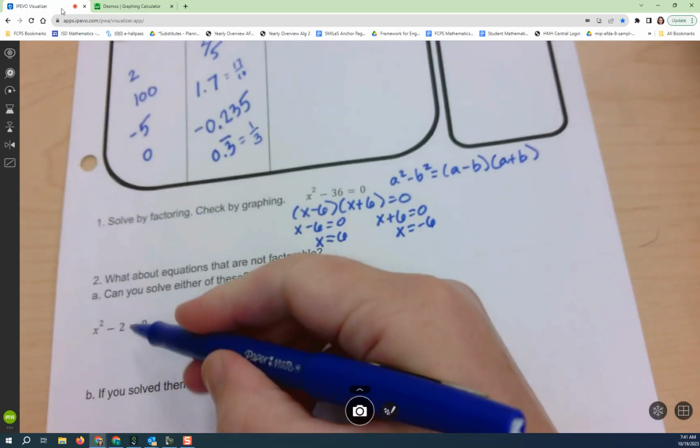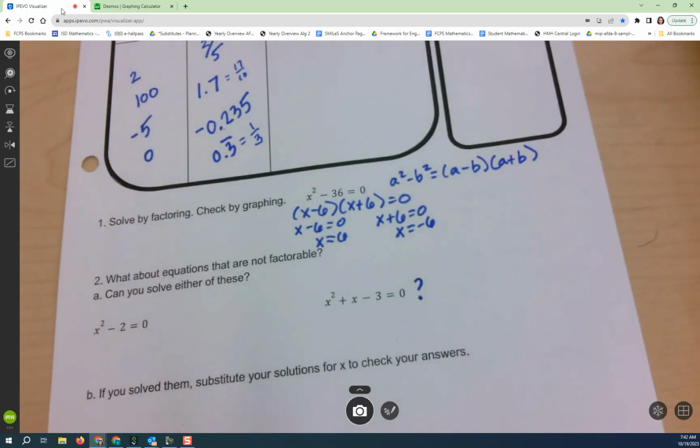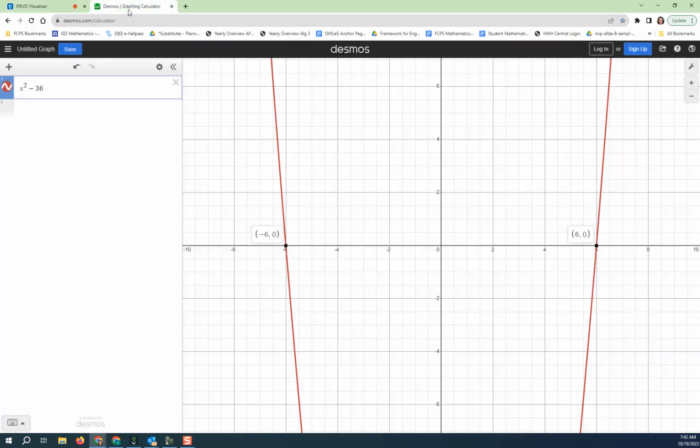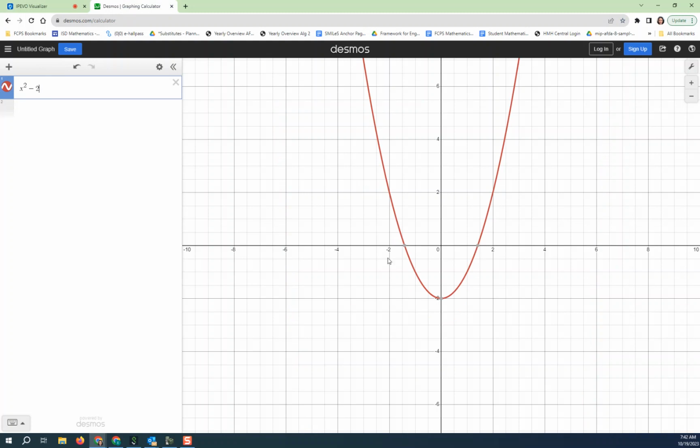For this one, we could try graphing it. X squared minus 2. Let's try graphing x squared minus 2. Okay, and so we're going to get these two answers here, -1.414 and positive 1.414, but those are answers that Desmos has rounded for us, and those are not exact answers. The decimals actually go on forever. These are irrational answers, but we don't know the exact answer for these.